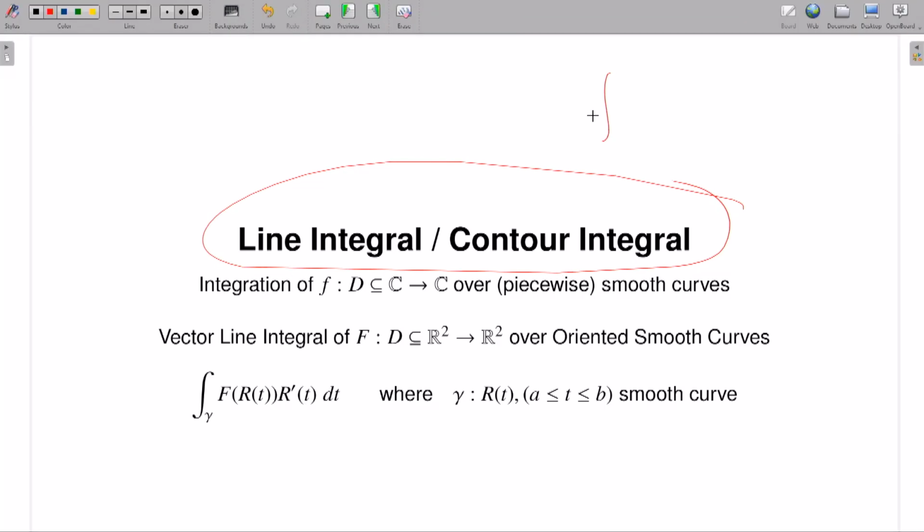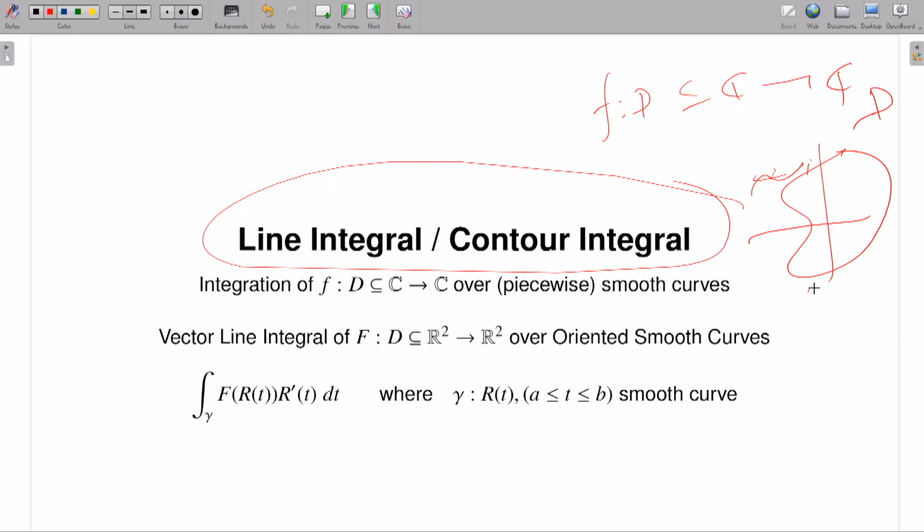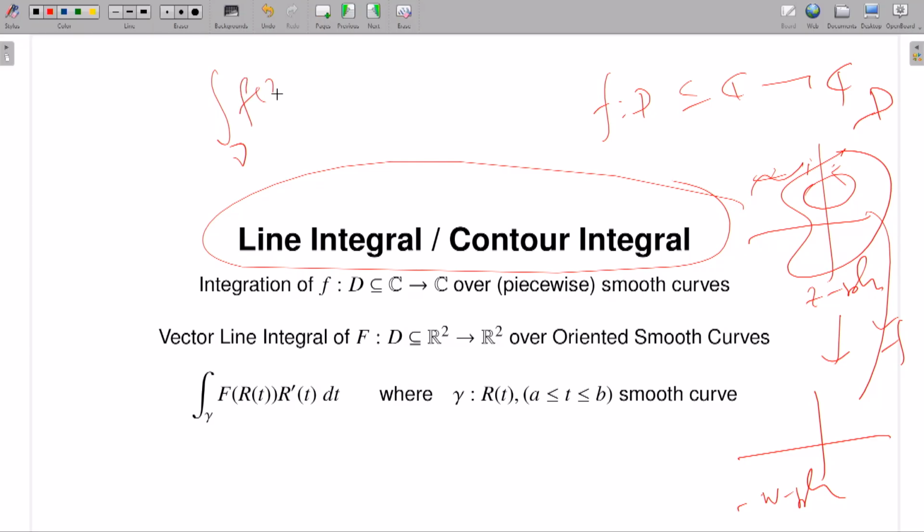So if I have a function f from D, a subset of C, to C, and suppose I have a contour, so suppose this is my domain D. This is the Z plane, and it is a map to the W plane, right? So I have a map. Suppose I take some closed contour here, with some orientation. Then I will define what I mean by the integration over this contour gamma of f(z) dz. So this is the meaning.